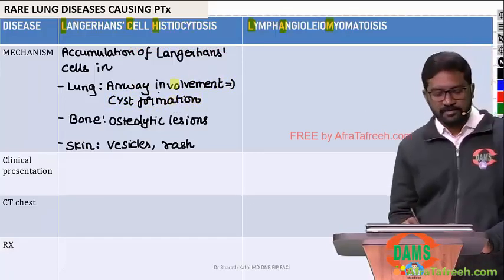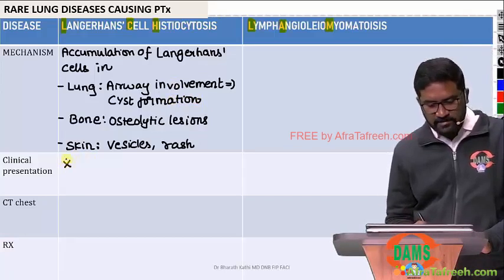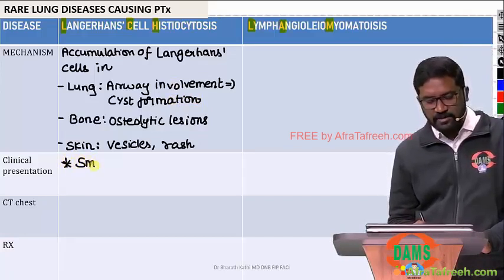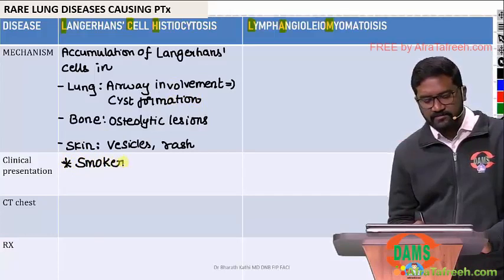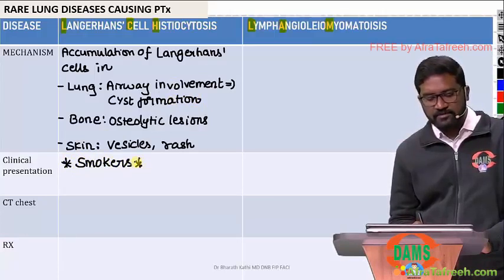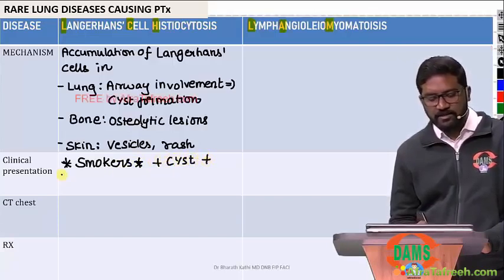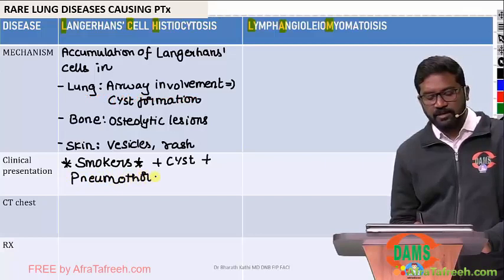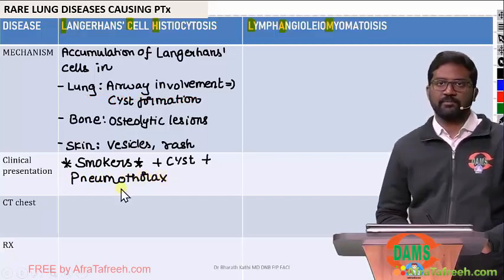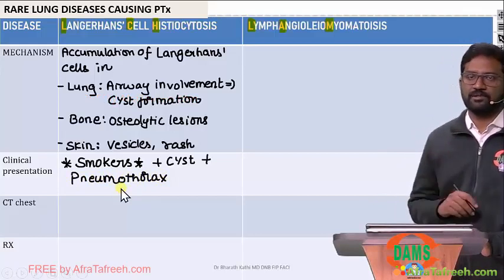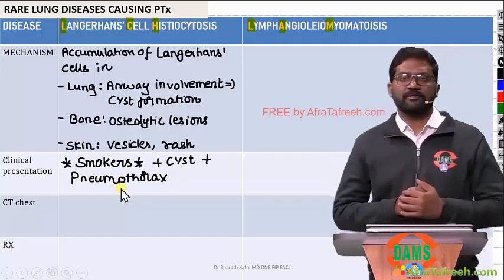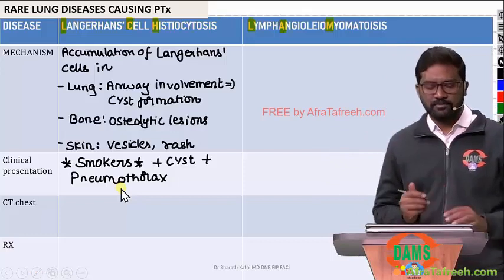Coming to the clinical presentation, this is a disease where smoking is the primary risk factor. So if you notice in the question, smokers with cyst on CT scan, and there is pneumothorax. Why is there pneumothorax? This cyst is an abnormal air-filled area. Any abnormal air-filled area is very unstable. It can break at any point of time, resulting in air escape into the pleural space.